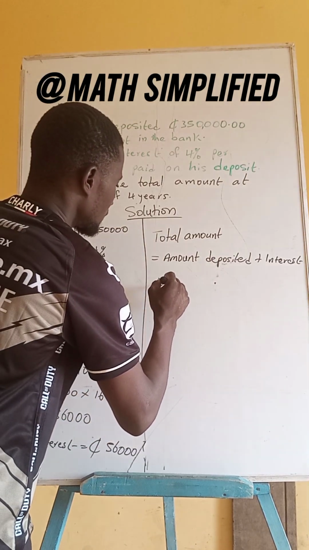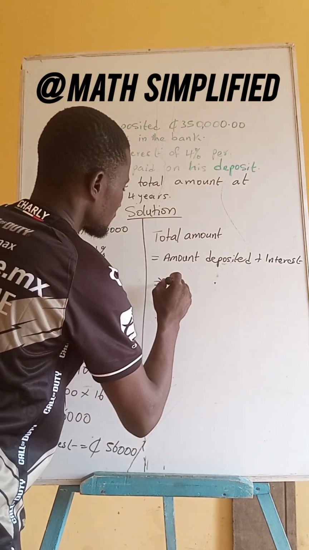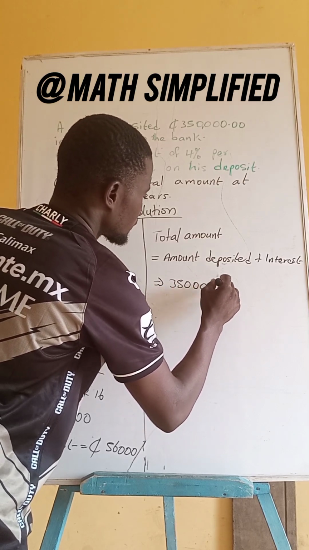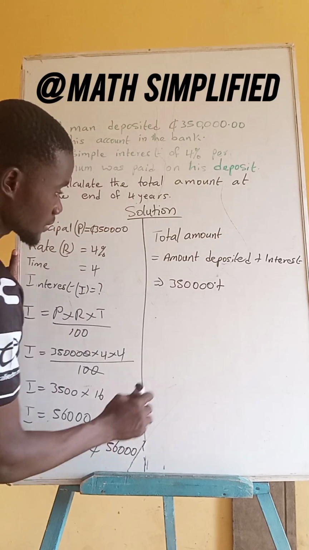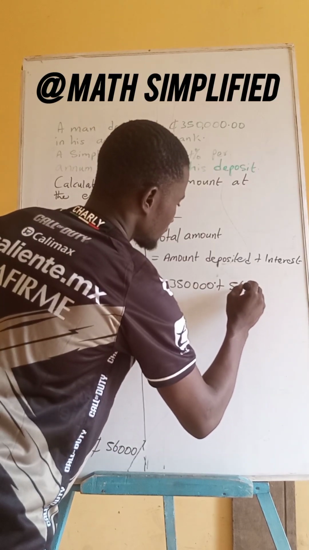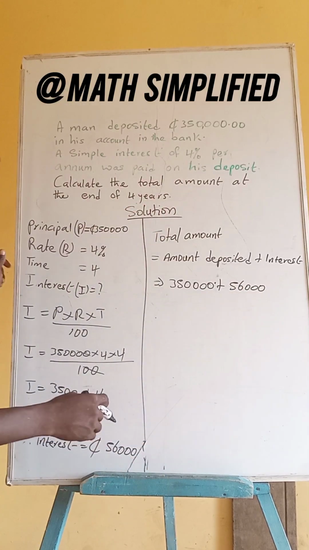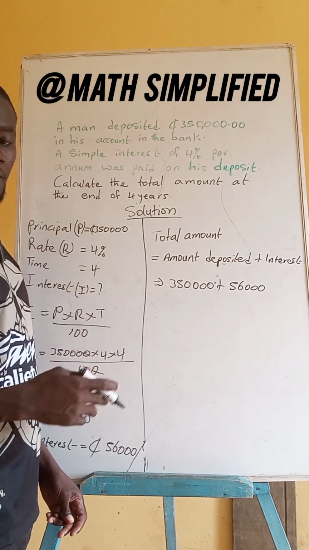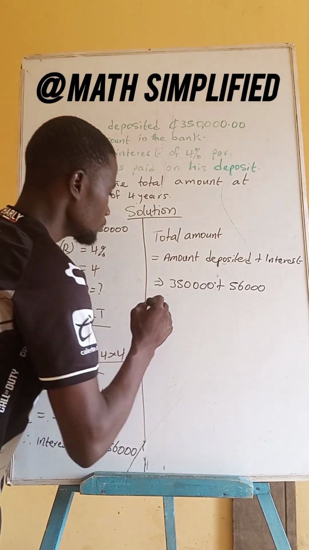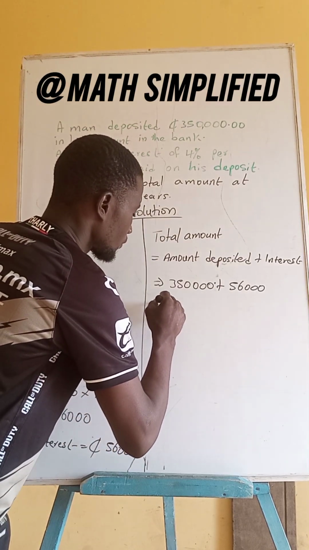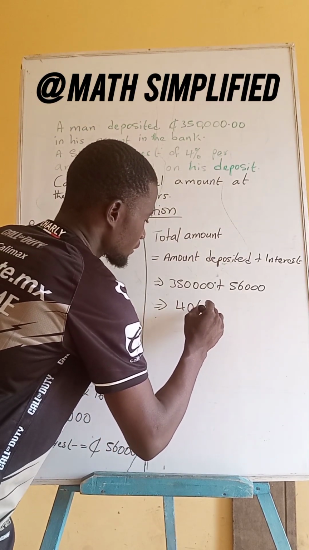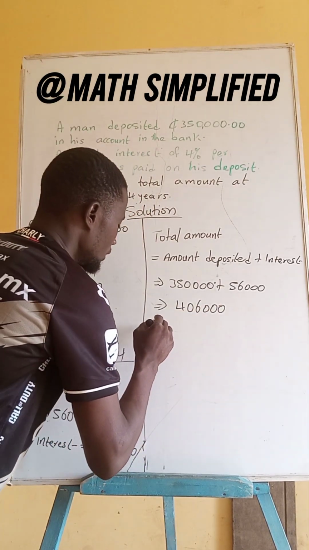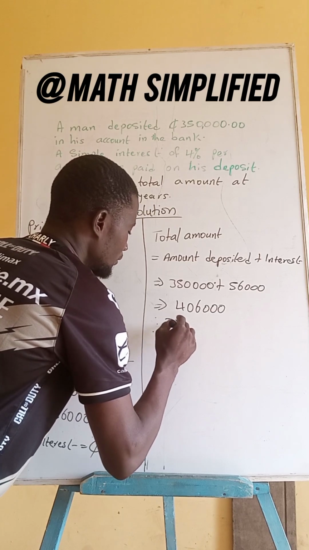So the amount deposited was 350,000 plus 56,000. So we'll now add these together. When we add together, we will get 406,000.